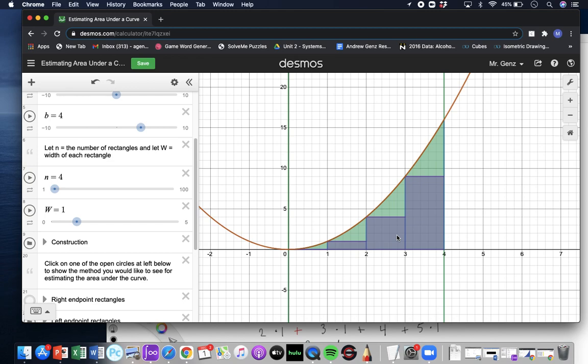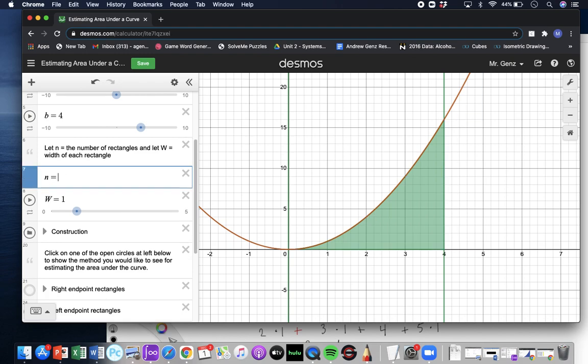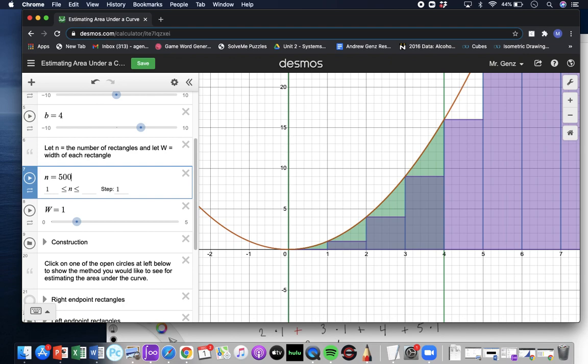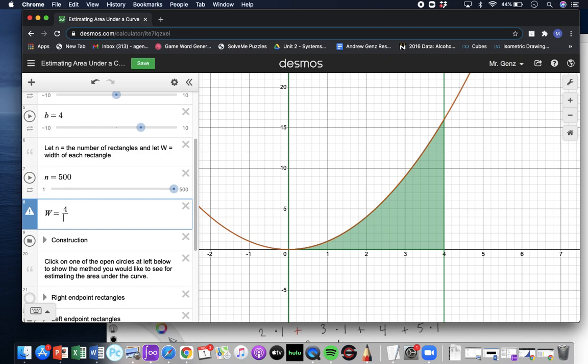So you'll notice here that this doesn't work so well with a curved line, which is why calculus was created, because we don't necessarily have a formula in geometry that says for this specific x squared function, what's the area underneath this curve, or what's the area of this shaded area. You're not going to be able to find it. So what we're going to do is put in multiple rectangles. Let's say, for example, I'm going to put in 500 rectangles. And obviously my width would be 4 divided by 500.